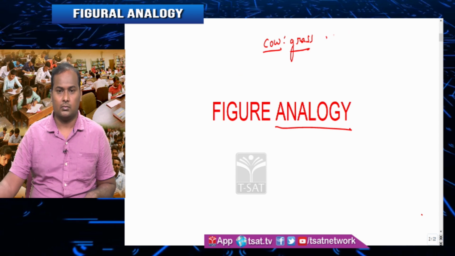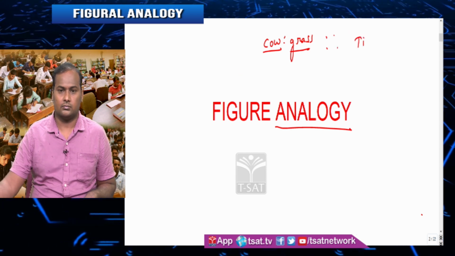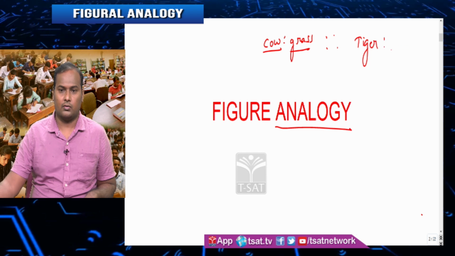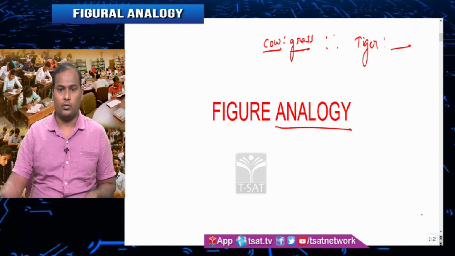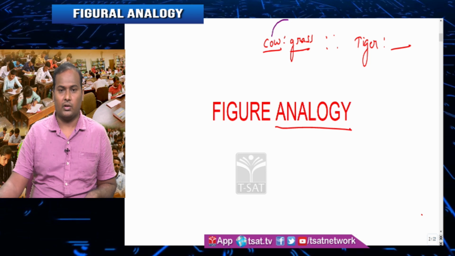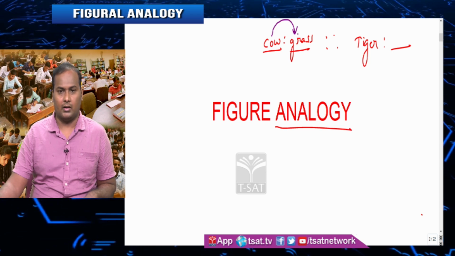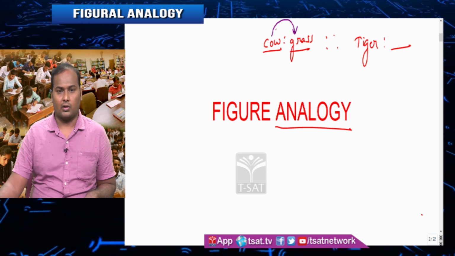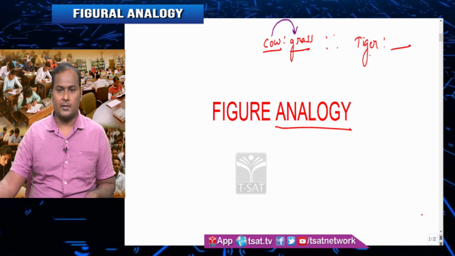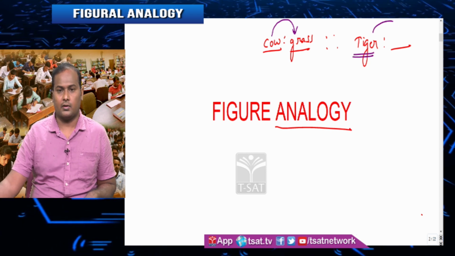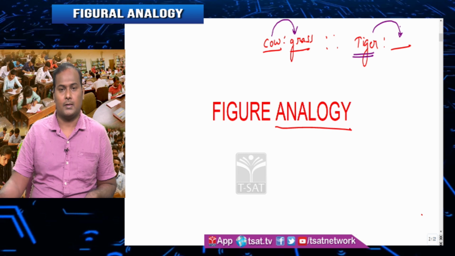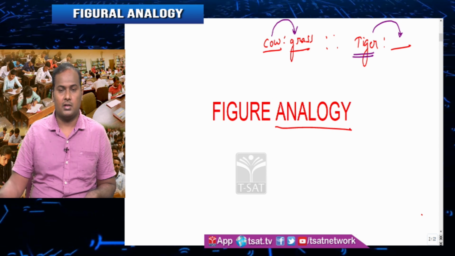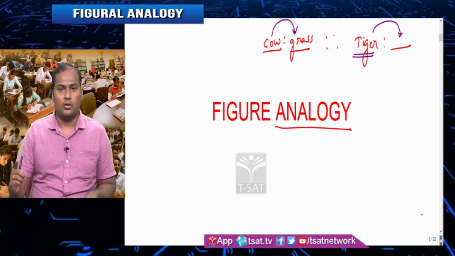In the same way, you will ask the tiger and you will ask the what. So in this case, whatever the relationship that you establish between these two, cow and grass, whatever may be the relation, maybe cow eats grass, or cow consumes grass, the same relation you have to establish for tiger as well, and you have to get the answer. So simply, analogy means establishing the relationship between two given words or letters or alphabets or figures.